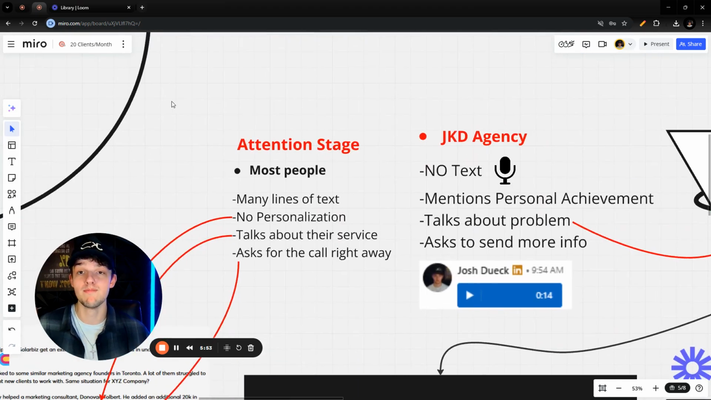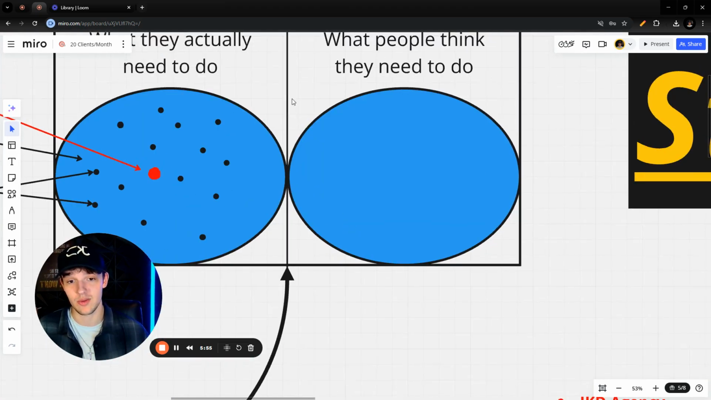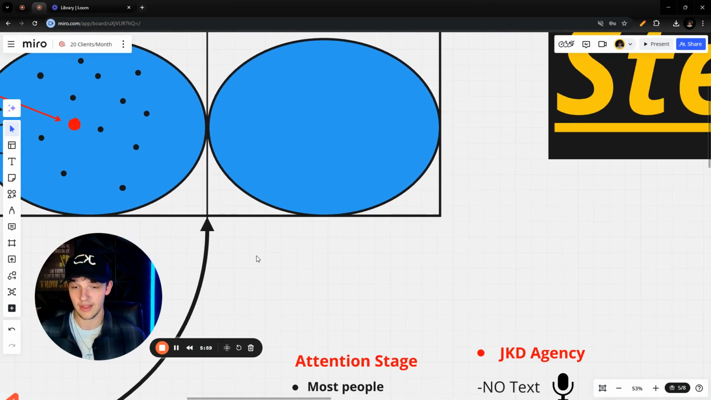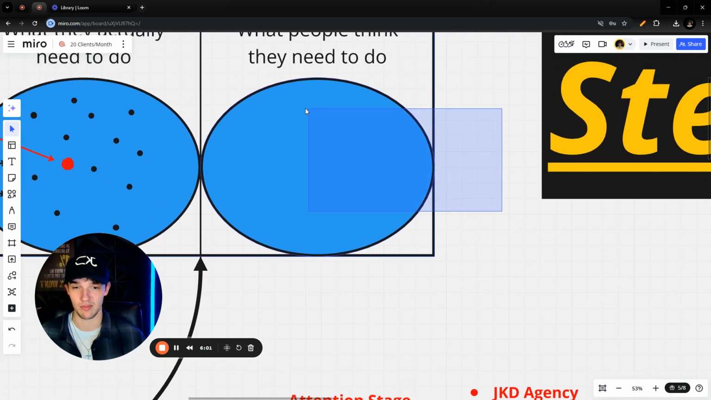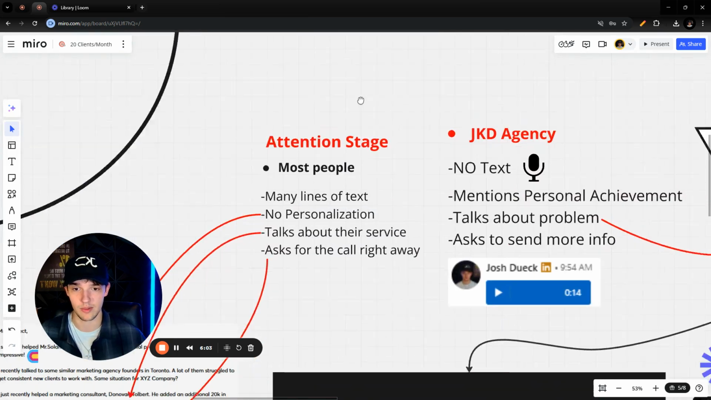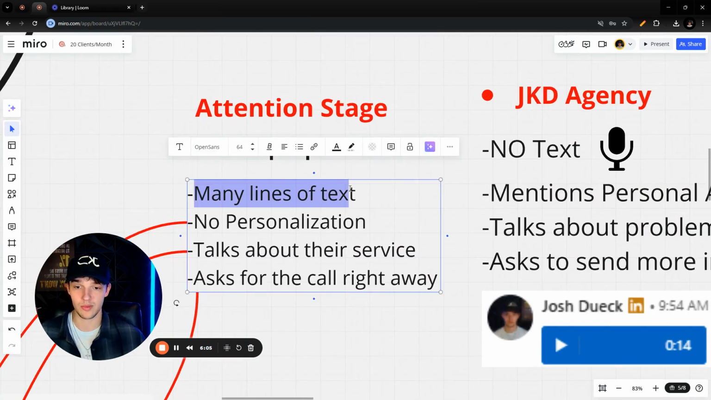Now, this is what most people do. And the reason I explain this is because most people use the wrong psychology when they reach out to people, right? They try and just be like everyone else, and think they're in some unique market, right? So what most people do is they use many lines of text in their outreach, right? They use absolutely no personalization. They talk a ton about their service, right? And they ask for the call right away. This is what most people do.